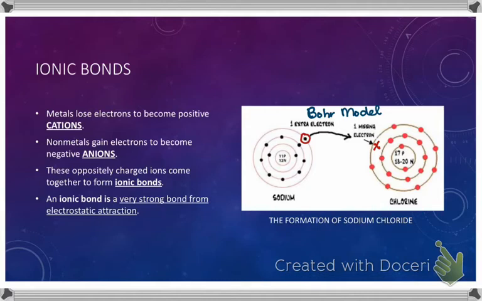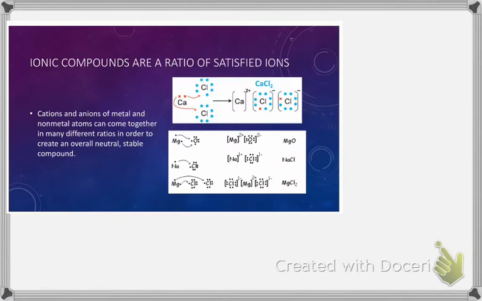Metals lose the electrons to become cations. Non-metals gain electrons to become anions. These oppositely charged ions create what is known as an ionic bond, and it is a very strong bond, okay? Now, here is what you guys will have to know how to do, okay?